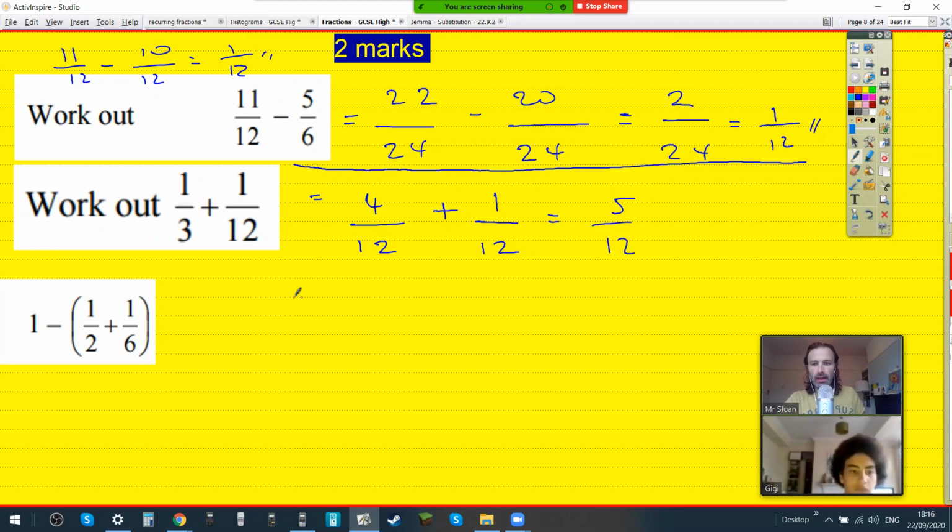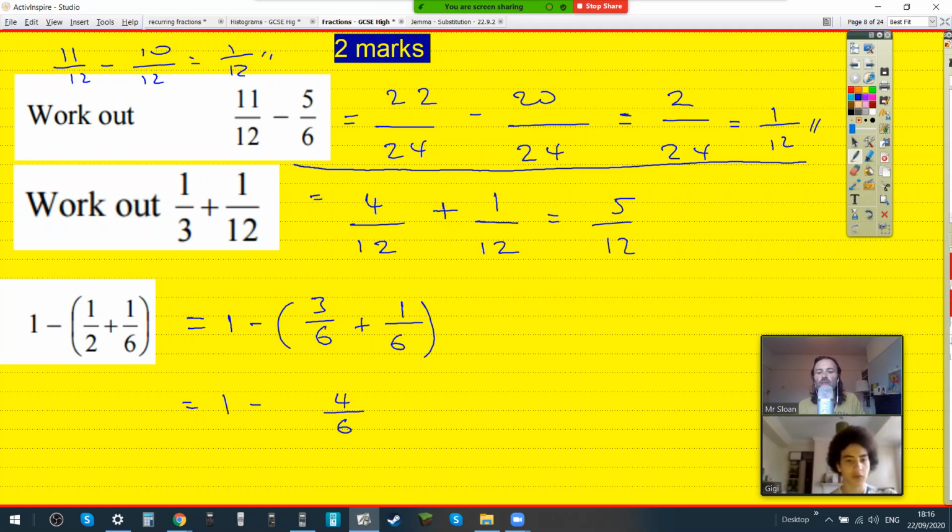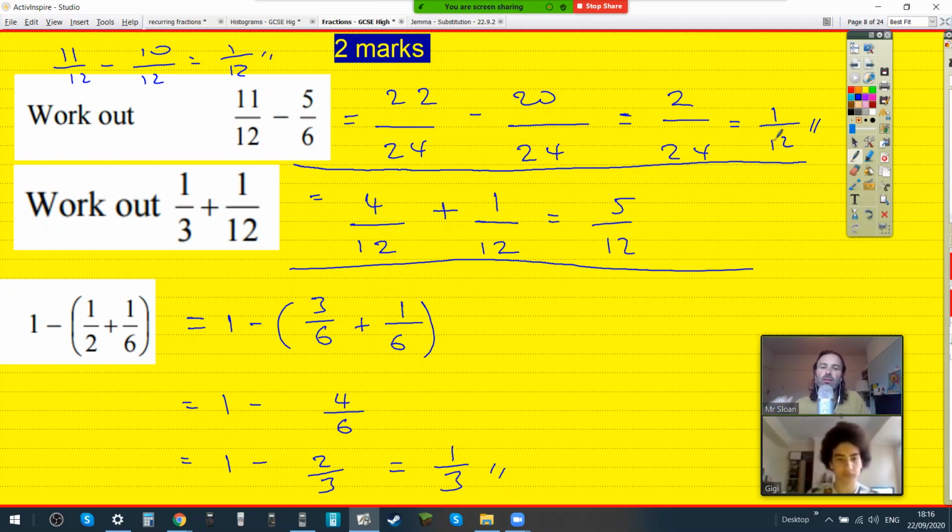Okay. Weird last one. All right. So you'll do the fraction inside the brackets, which would be 3 over 6 plus 1 over 6. Should be 4 over 6, which is equal to 2 over 3. Yeah. 1 minus 2 over 3, that will make 1/3. Very good. Yeah, it's like 3/3 minus 2/3 is 1/3. Great. Any questions about those?